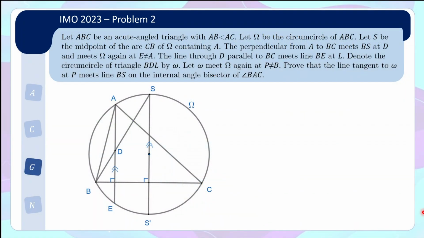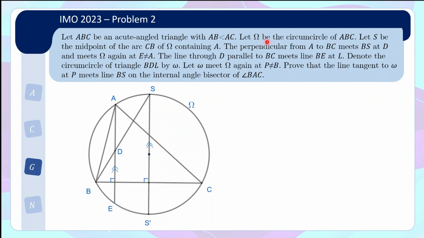Okay, we will now take a look at problem 2, which is a classical geometry problem. After reading each statement, I will point out the relevant parts of the diagram so that it's easier to follow. Let ABC be an acute angled triangle with AB less than AC. So we have ABC here.